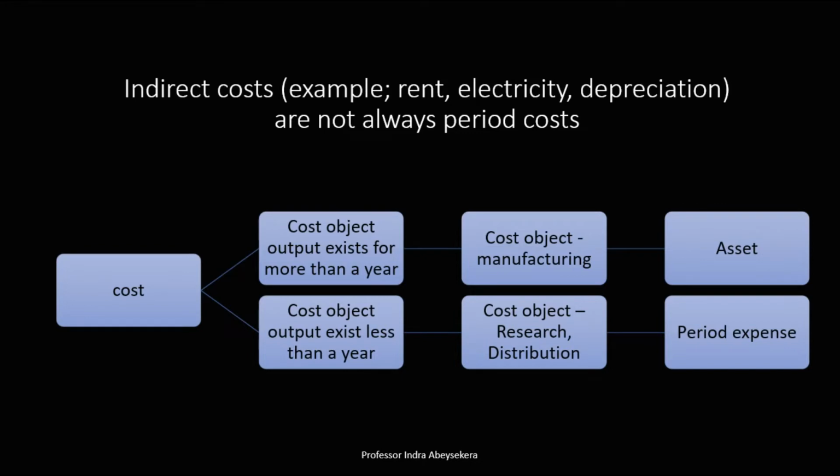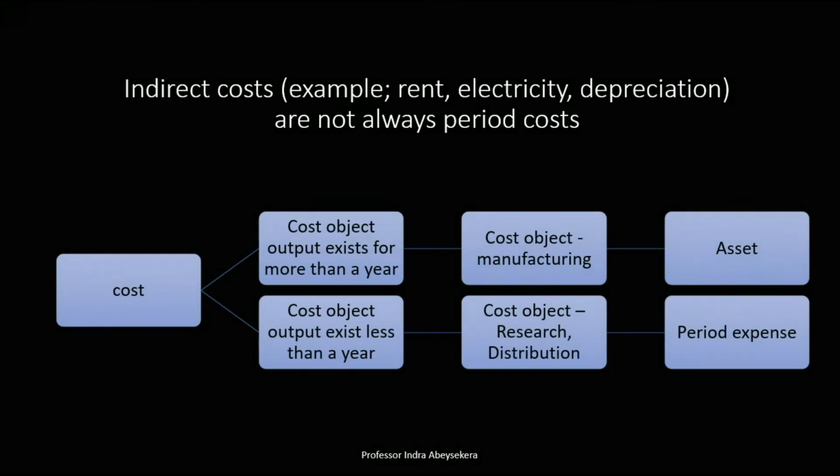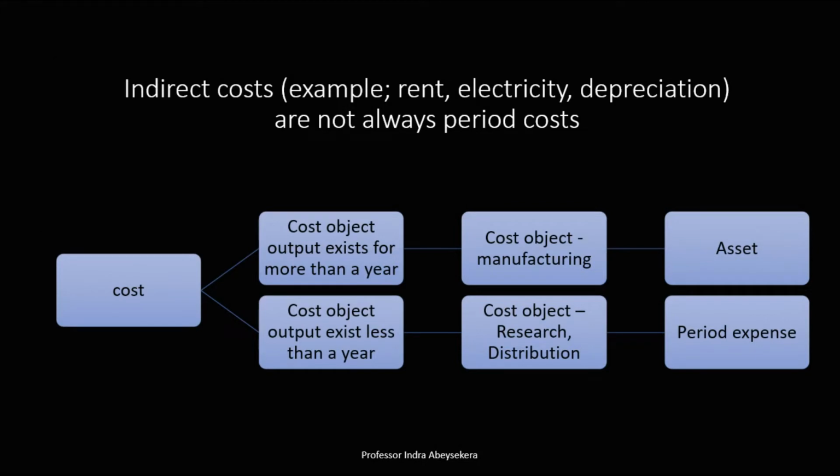Indirect costs, for example, rent, electricity, depreciation, are not always period costs. Because some cost objects' output exists for more than a year. For example, in manufacturing, they become assets. So then that asset becomes an inventoriable cost.